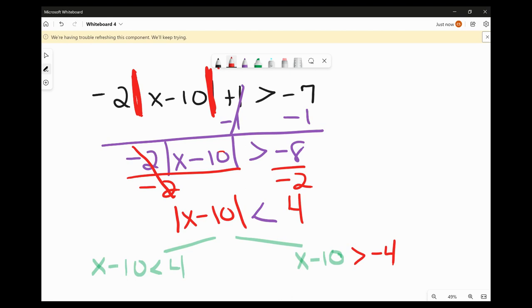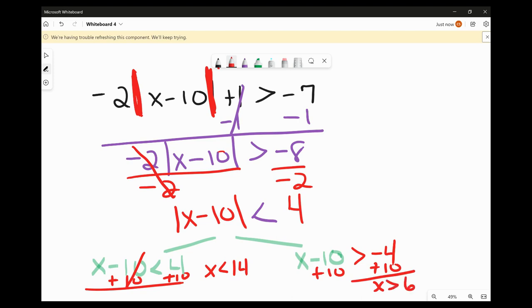And we're going to solve these two inequalities. So we're going to add 10 to both sides. That cancels out, and we get x is less than 14. Over here we add 10 to this side, and we get x is greater than 6.